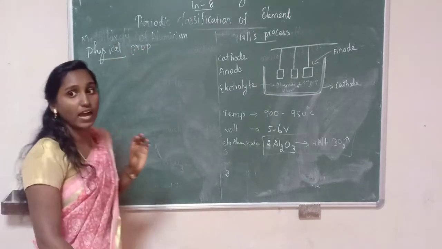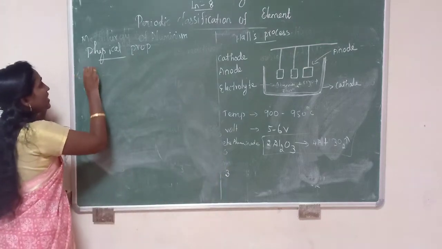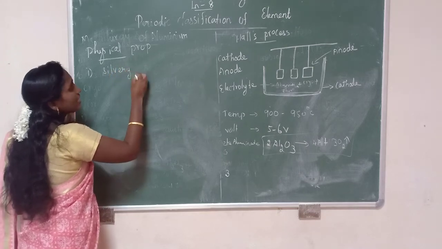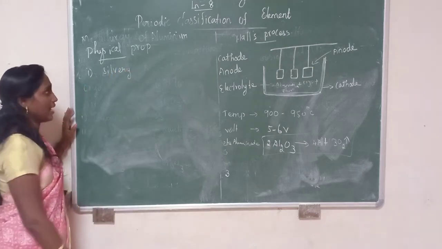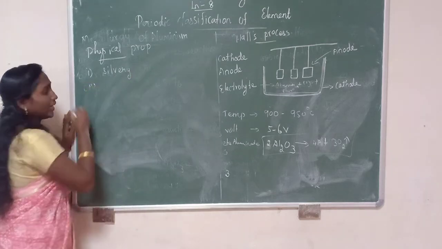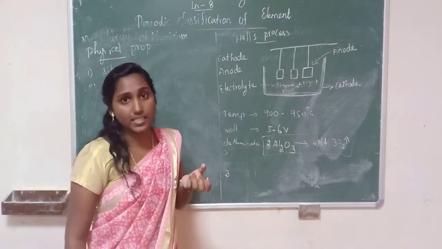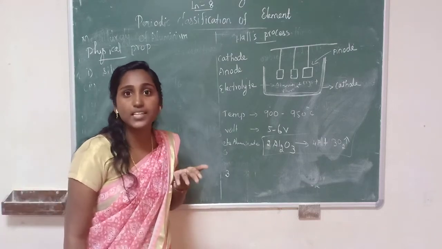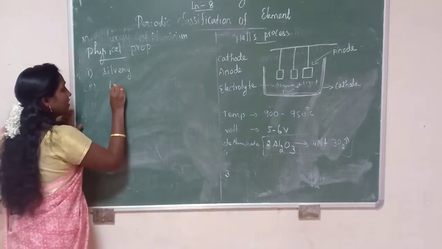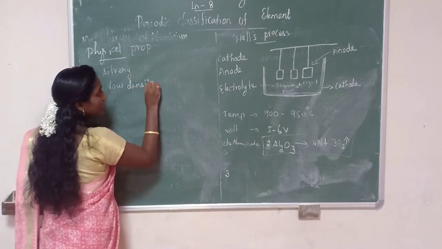Physical properties of aluminium. First property, aluminium is a silvery white metal. Second property, aluminium is light and has low density. It is a very light, weightless metal. So it is light and low density.